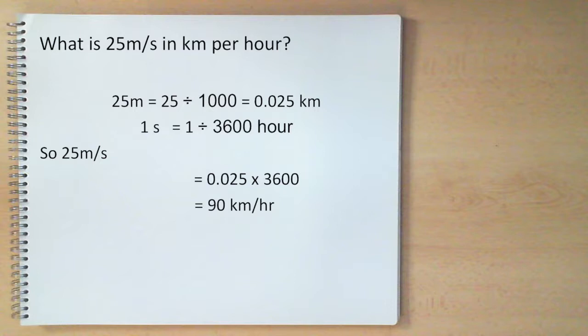For those of you used to working in miles per hour, that's about 56 or 57 miles per hour. So 25 meters per second is quite fast. If you think about it, that would mean covering a 100-meter distance in 4 seconds. Much faster than even Usain Bolt can run that distance.